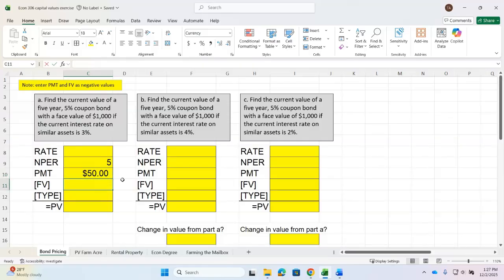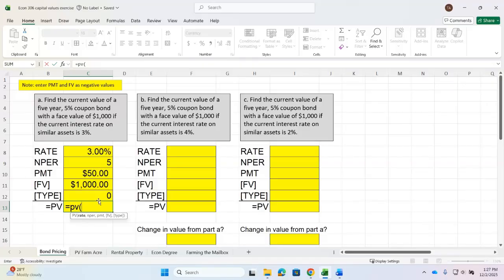And the future value is 1,000 because it's a $1,000 bond. Now it says the current interest rate on similar assets is 3%. That's what we want to discount by. So 3% goes in there. Type, as I said, always goes to 0. Now let's just run the present value function, equals PV.